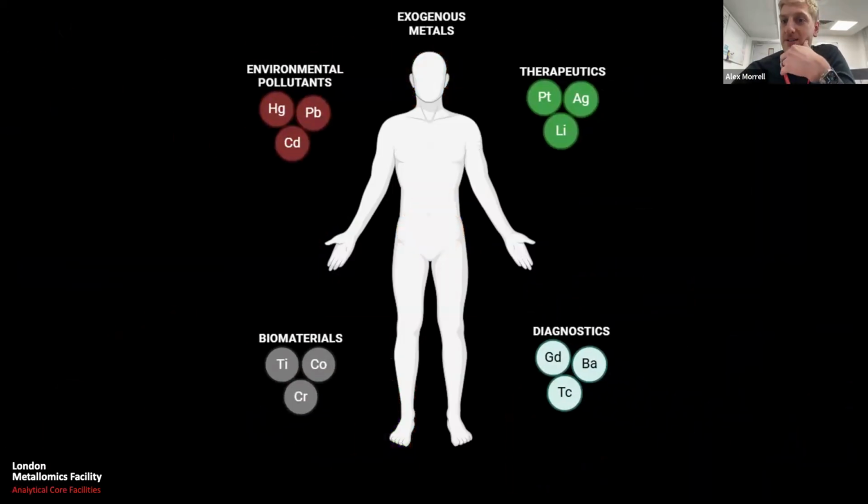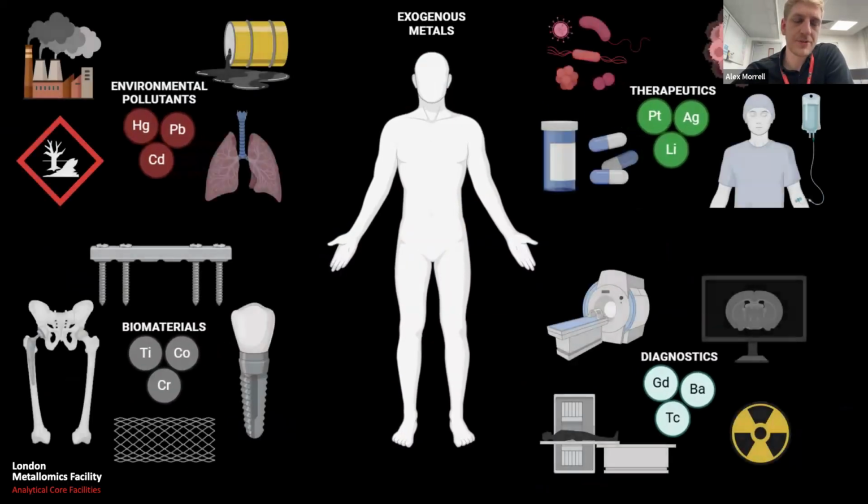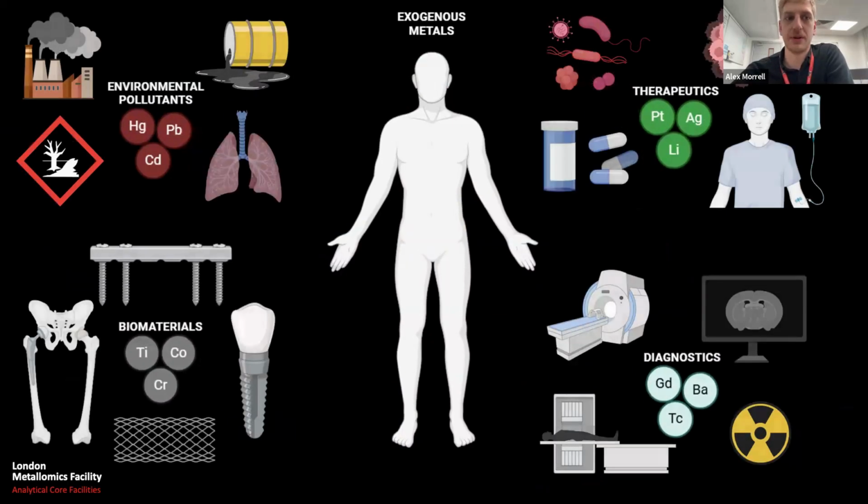The second category of metals are known as the exogenous metals. So unlike the endogenous metals, these are the metals that shouldn't really be inside our body at all, right? But we're exposed to them through various routes, and that can be several different routes as indicated here. So this could be routes from environmental pollution.